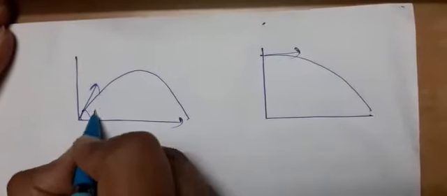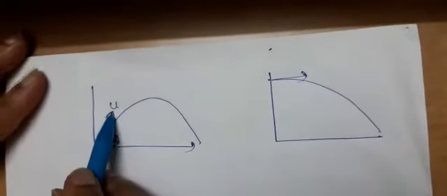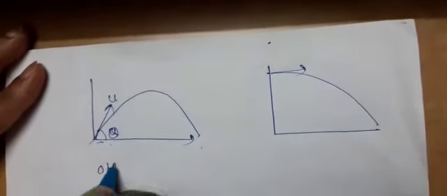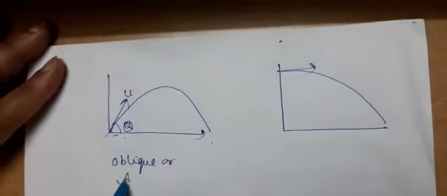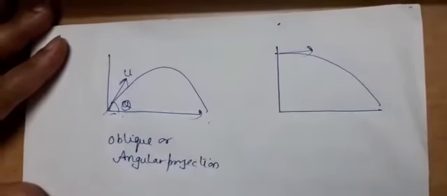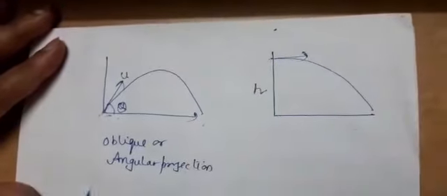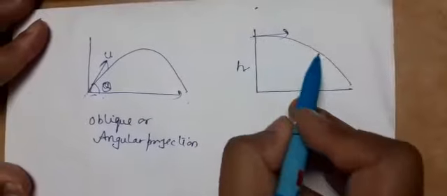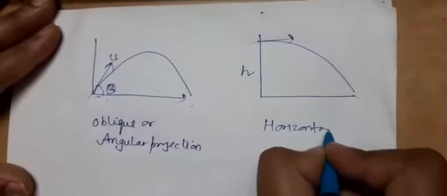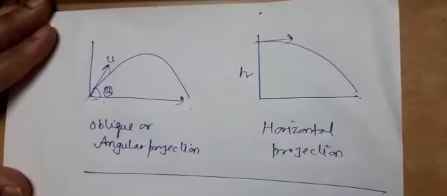Now, if a body is projected with certain speed making an angle theta with the horizontal and it is following this curved path, this is termed as oblique or angular projection. Means the body has been projected at some angle. Whereas when the body is projected horizontally from a certain height and then it is again moving under the influence of gravity following this path, this is horizontal projection. So we will discuss these two one by one.